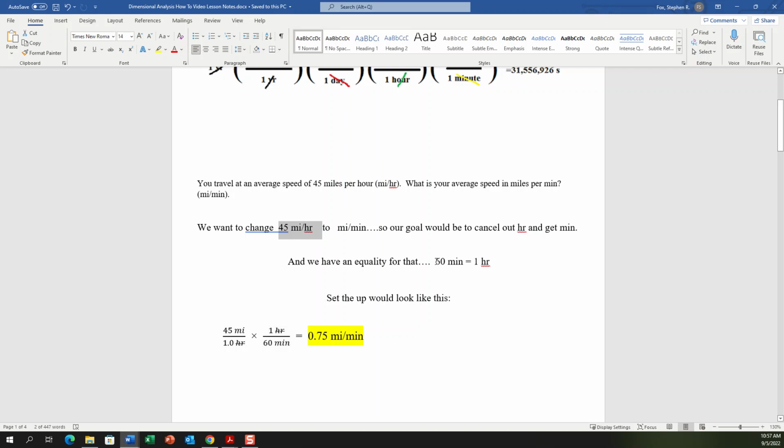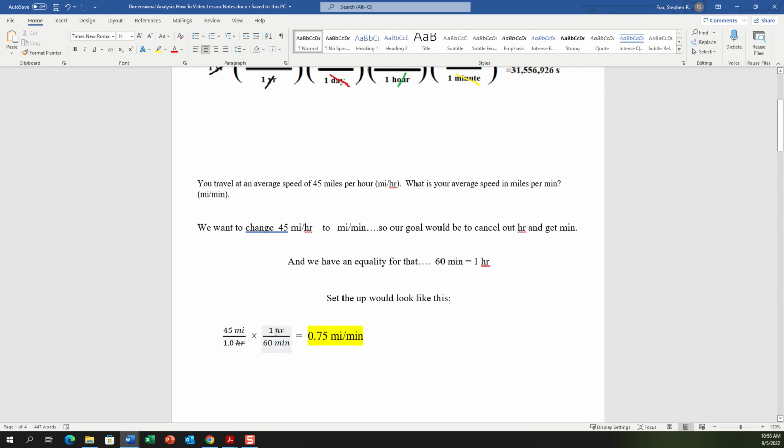Okay. And then I'm going to take this equality and I need to set it up into a ratio that's going to cancel out the unit I want. Now notice I want to cancel out hour. And so I'm going to put hour on top in this case because I have hours on the bottom here. And so in order to cancel out hours, I need to put hours on top in my ratio there. So I'll put hours on top and 60 minutes on the bottom. So notice hours cancel out here.